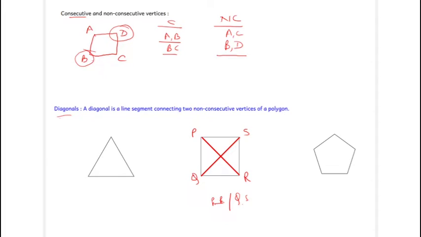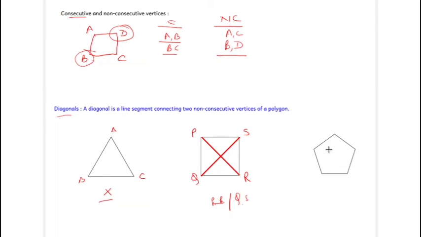Okay. Now come to this triangle, say ABC. See, in this triangle, first you have to find the non-consecutive vertices. A and B, these are consecutive. B and C, this is also consecutive. A and C, this is also consecutive. So there are no non-consecutive vertices in a triangle. That's why we can't draw any diagonal for a triangle.